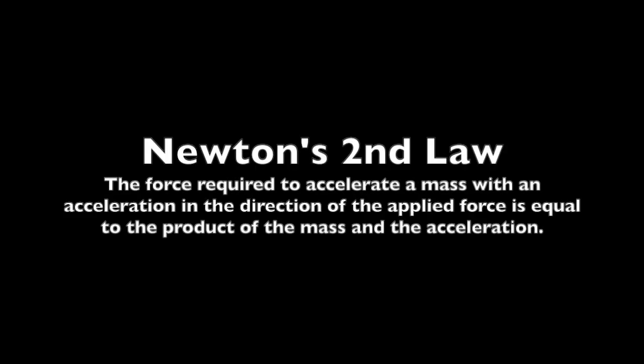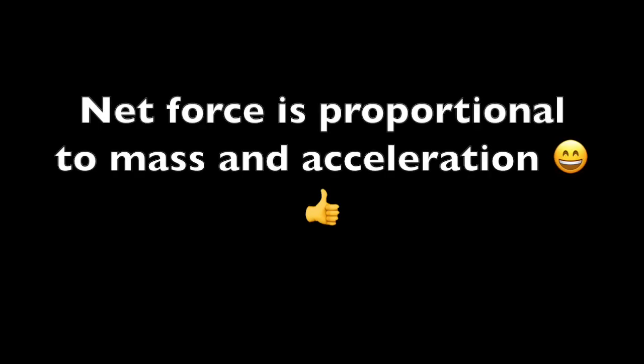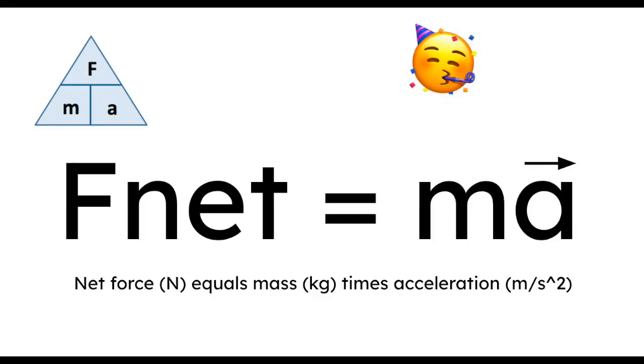Let's look at Newton's second law of motion. The force required to accelerate a mass with an acceleration in the direction of the applied force is equal to the product of the mass and acceleration. That's a lot of words. More simply, the mass and acceleration of an object is directly proportional to the net forces acting on it. We can use the equation net force equals mass times acceleration. Let's look at some of the applications of this law.